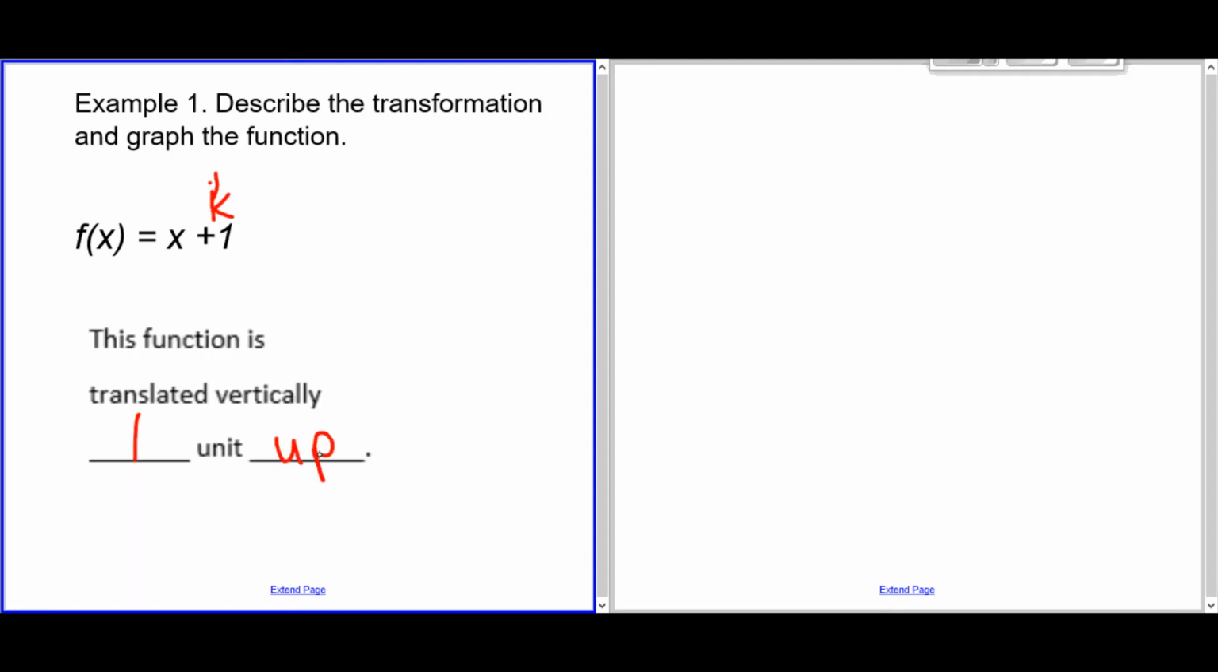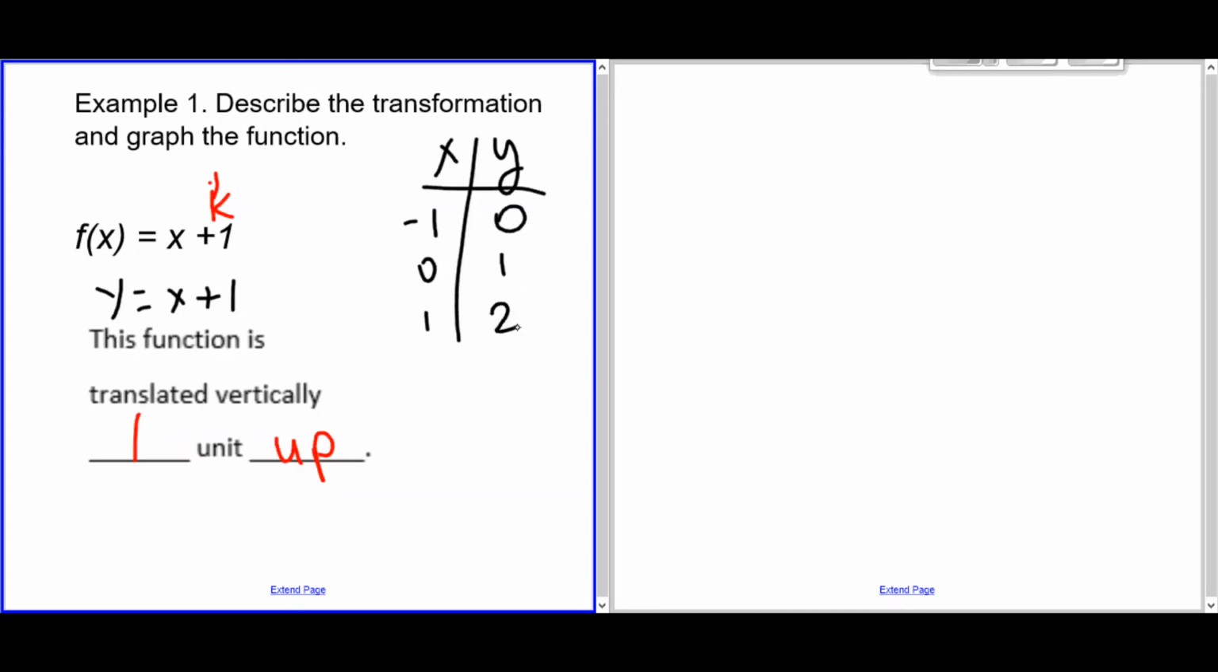And so when we graph it, I'm going to use a table again. So x, y. And for my x's, this time I'm going to use -1, 0, and 1. Same ones that I used before. Then I'm just going to plug them into the function. If I plug that in, remember I could rewrite this as y equals x plus 1. And then I would do -1 plus 1 is 0. 0 plus 1 is 1. And 1 plus 1 is 2.